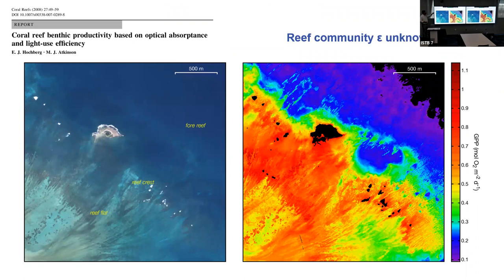But here's that picture I showed before, Canary Bay Barrier Reef. This productivity map was done based on that relationship I just showed you, how much light gets absorbed times the efficiency. Now, we don't actually know what the efficiency of reef communities is, unknown to this point. So I made a guess. And I guessed, okay, these numbers match what we measure.